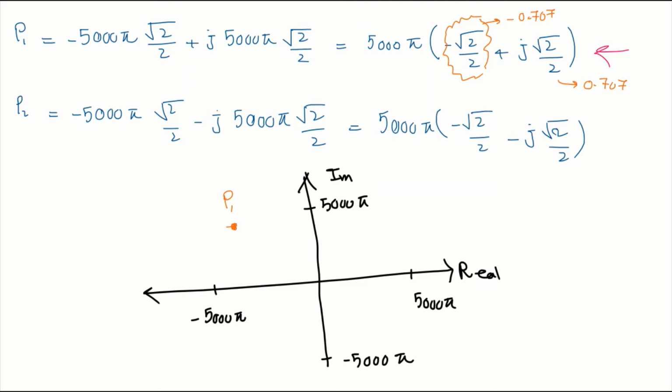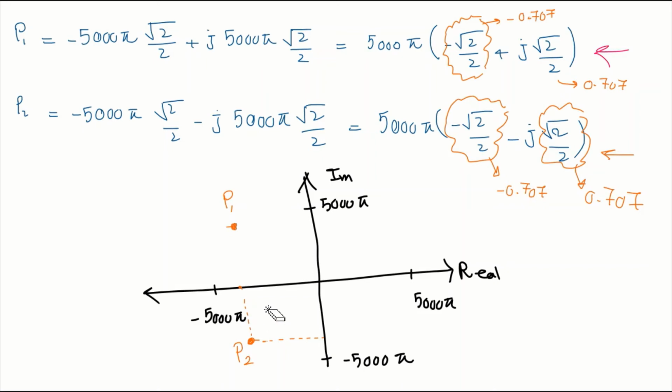In the same way, you can find the place for P2, because this is again minus 0.707, and this one here is 0.707. So the real part is somewhere here, and the imaginary part is somewhere here. If I connect these two, you'll find P2. That's obvious, because these two points are on a circle like this, with the radius of 5000 pi, and these two points are the conjugate of each other. So these are the poles we are looking for.